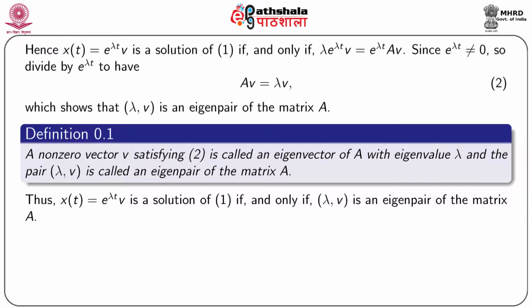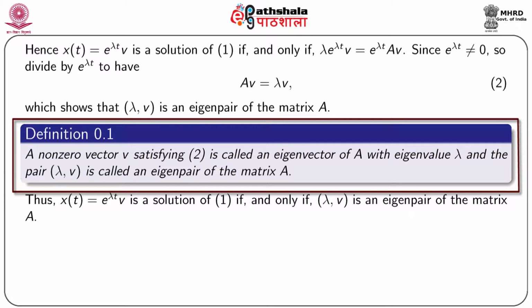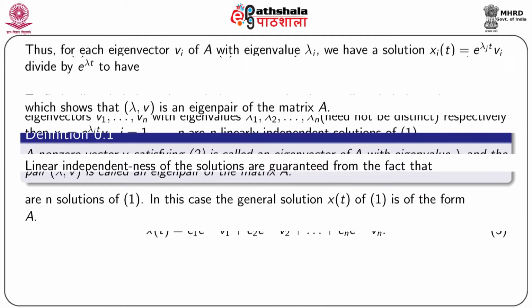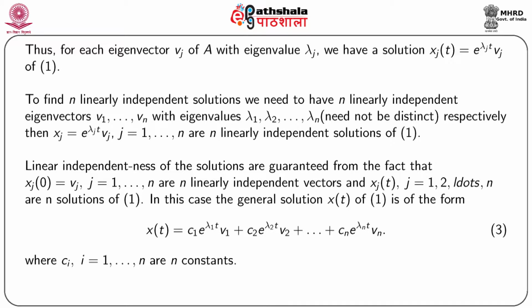And hence, we define a non-zero vector v which satisfies equation 2 as an eigenvector of A with eigenvalue λ, and the pair (λ, v) is called an eigenpair of the matrix A. Thus, x(t) = e^(λt) v is a solution of 1 if and only if (λ, v) is an eigenpair of the matrix A. Thus, for each eigenvector vj of the matrix A with eigenvalue λj, we have a solution xj(t) = e^(λj t) vj of 1.